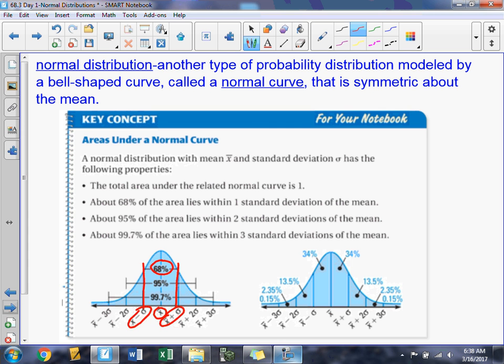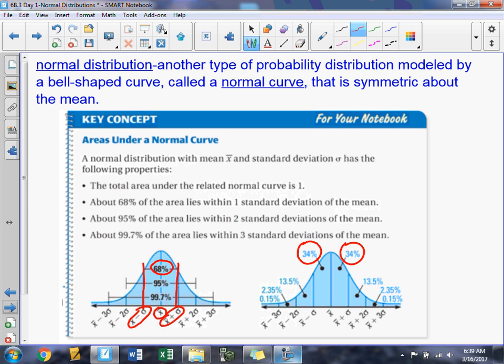So since it's symmetric, each part would be 34. So if you look over here, this diagram at the right, you're seeing that the left and the right part are mirroring each other, and those are 34% between x minus sigma and x plus sigma. So 68%.